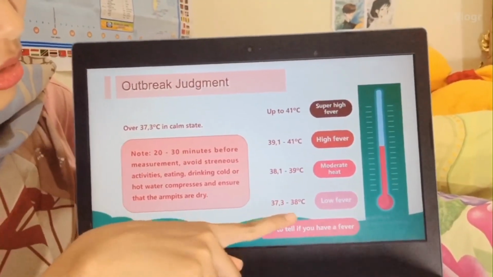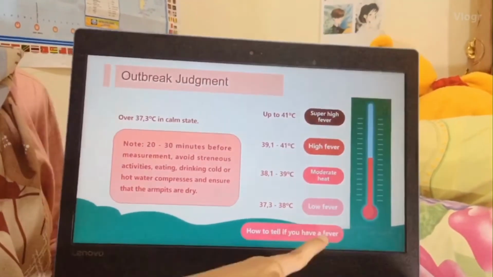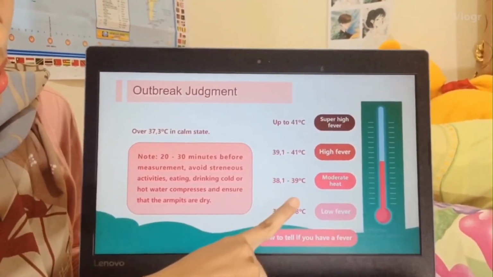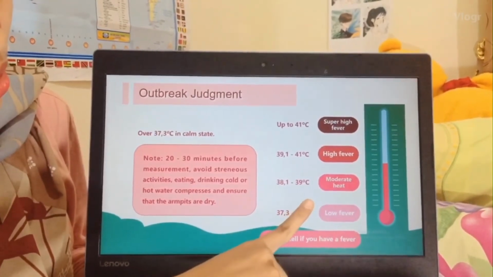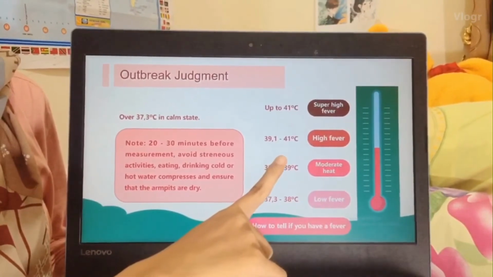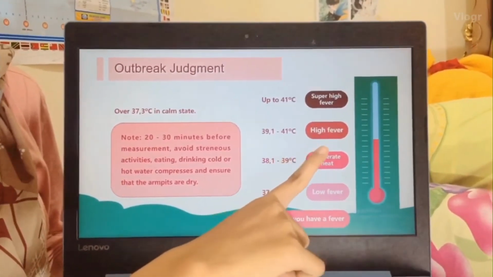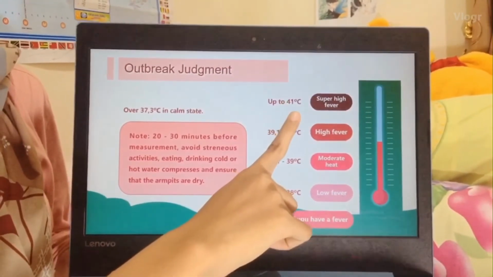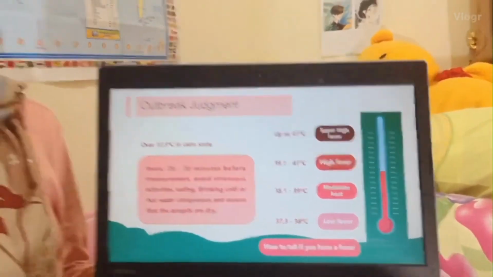37.3 to 38 degrees Celsius is a low fever. 38.1 to 39 degrees Celsius is a moderate fever. 39.1 to 41 degrees Celsius is a high fever, and above 41 degrees Celsius is a super high fever.